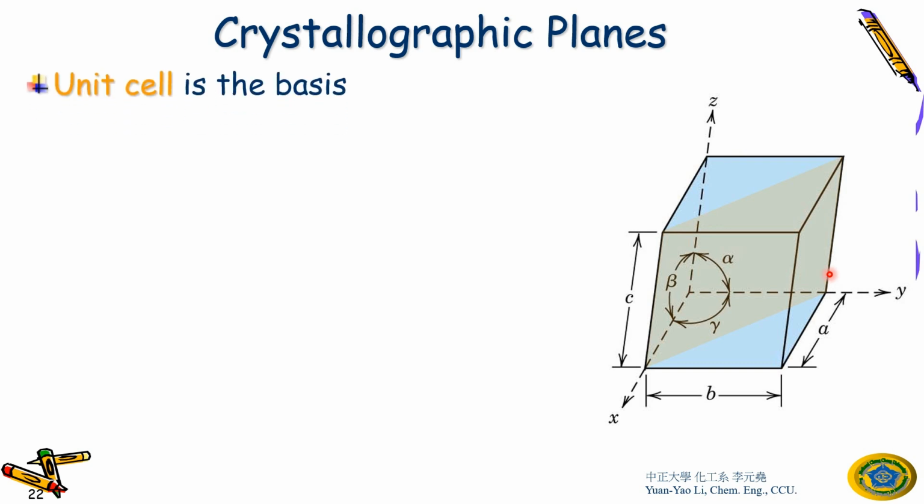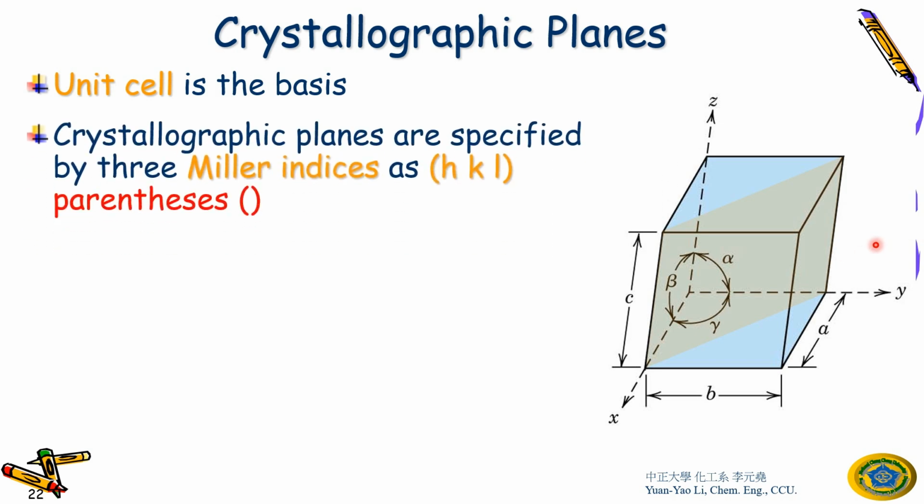So the unit cell is the basis, of course. Everything starts from the unit cell. The crystallographic planes are specified by 3 Miller indexes as (HKL), which we call parenthesis HKL parenthesis. If you have a square bracket, we know you are talking about a direction. But if we use parentheses, we know you are talking about a plane.